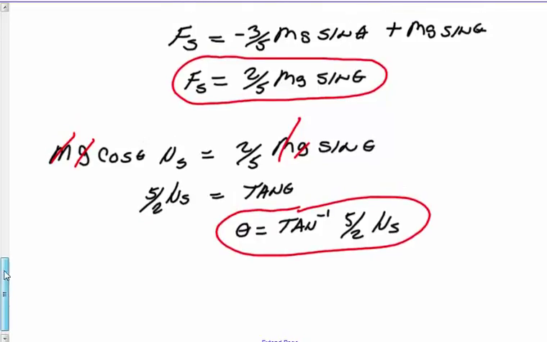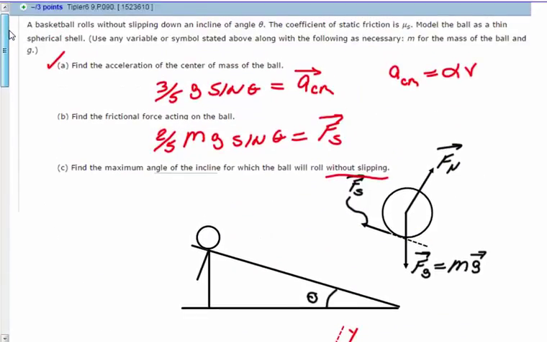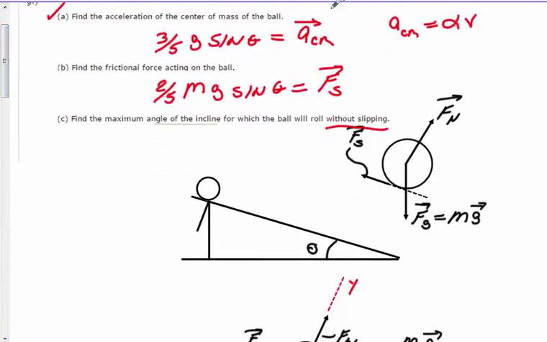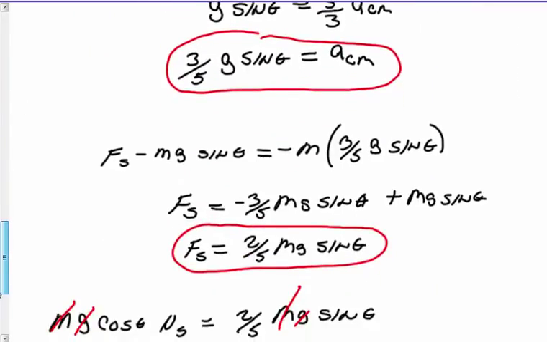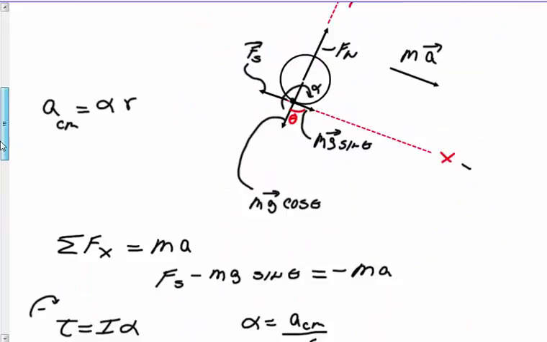I'll go back and fill that in, inverse tan here, of 5/2 of mu of s. And that would equal the maximum angle. Just make sure I did not make a mistake there. The 5/2, isn't it? Yes, 5/2.